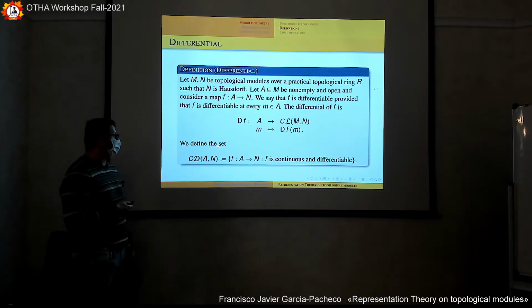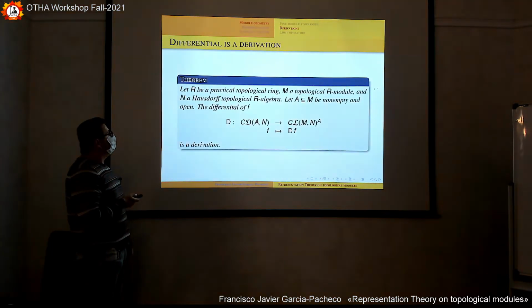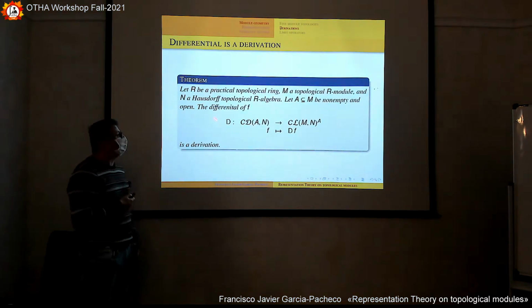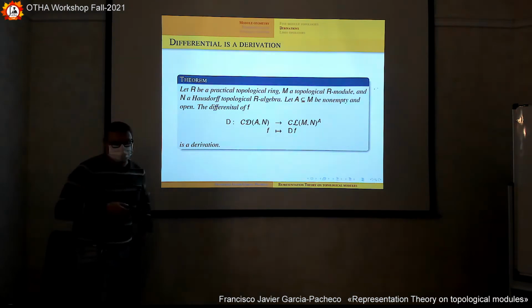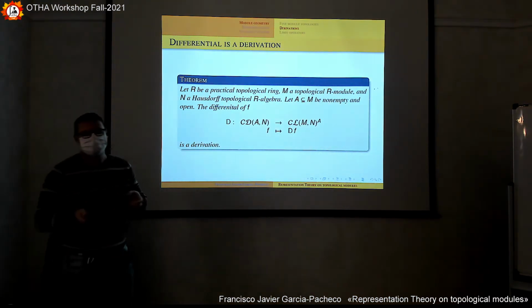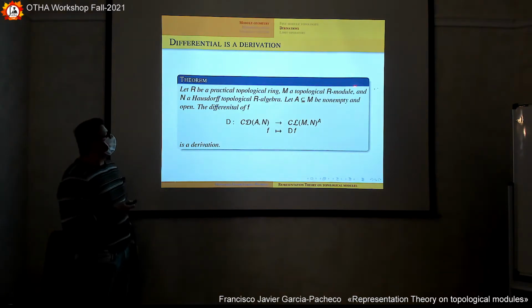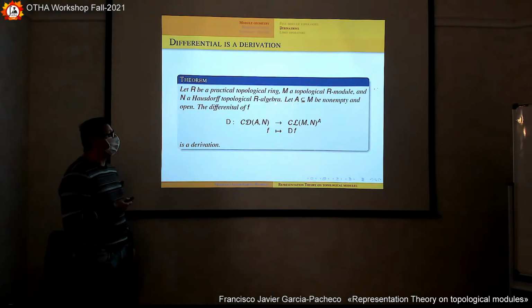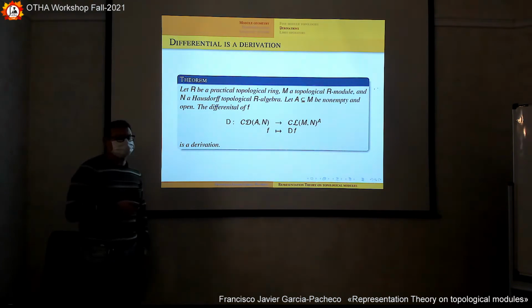We define the set of continuous and differentiable functions. And finally, if we give it a structure of algebra, because in order to have a derivation we need a ring and a bimodule over the ring in order to have the product rule. So if now we assume that N is a Hausdorff topological algebra, then this map is a derivation.